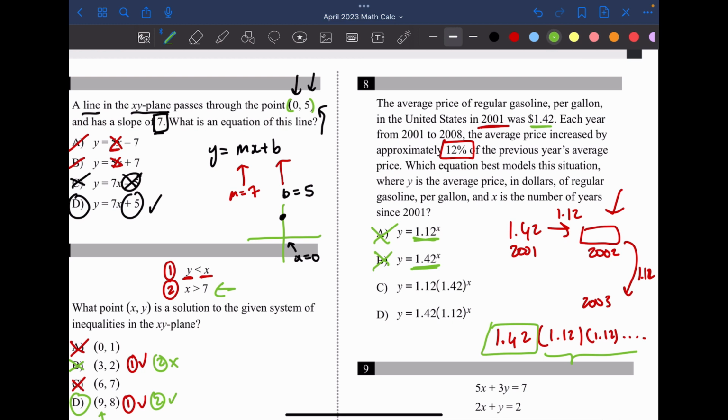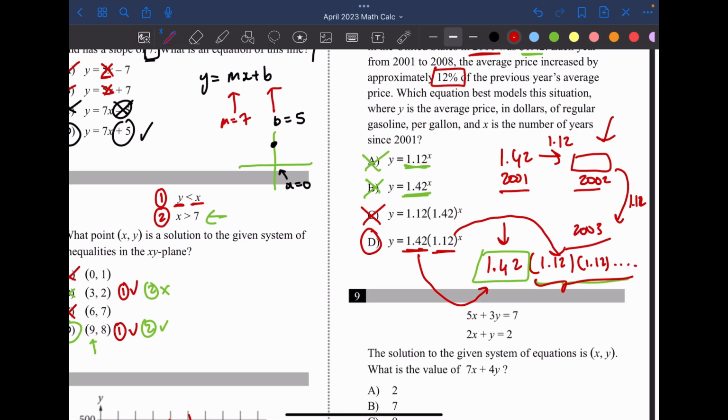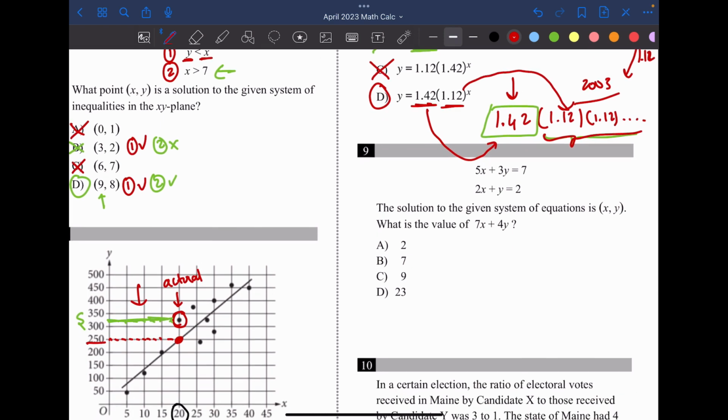Is this right? No, because what we know is that we should multiply 1.42 once, and then the thing that's being repeated is 1.12. So this has to be wrong. That means we are left with D, but just to make sure, let's check it. So we have 1.42 once, which is correct, and then we have 1.12 being multiplied however many times you want to reach the year that you want. So D has to be the right answer. Once again, process of elimination.